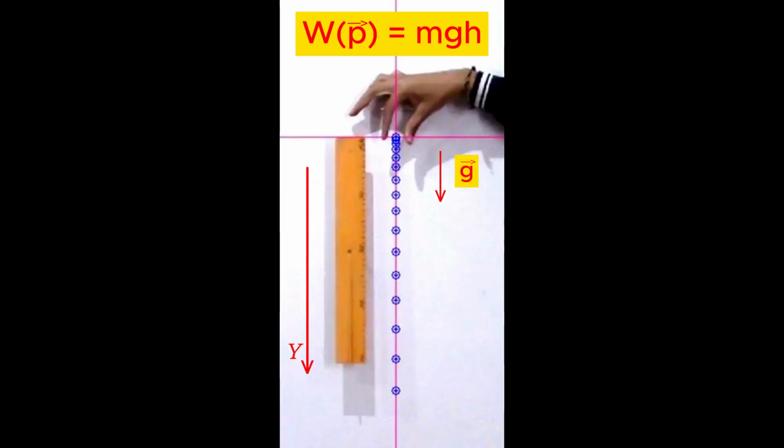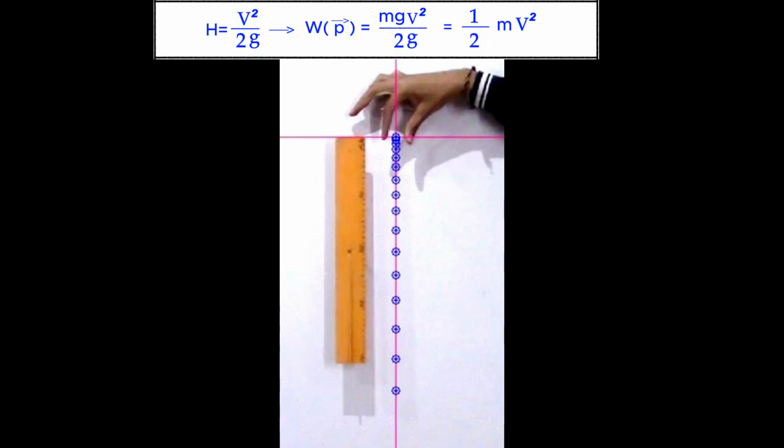The expression for the work of the weight of the ball when it falls from a height, h, is W of P equals mgh. The work of the weight has given the ball an energy that depends on its mass and its speed. This gives us W of P equals half mv squared.